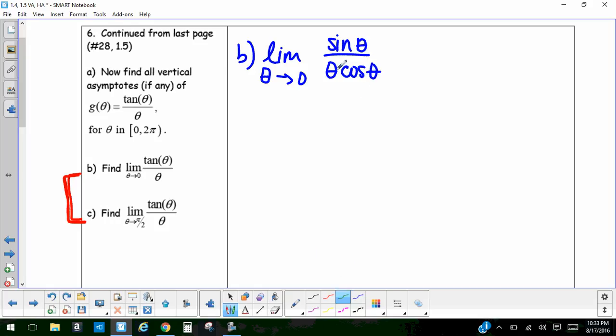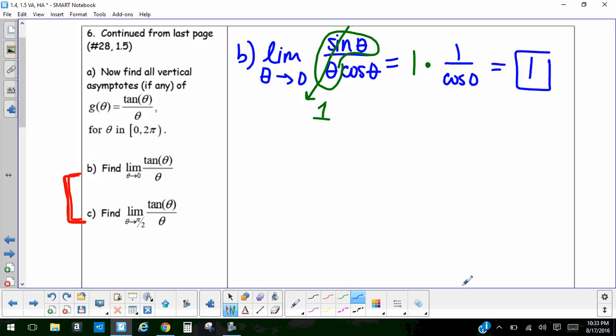Hopefully, the sine theta over theta is looking really familiar to you. That's one of our special trig limits, and that limit goes to 1. So this portion turns into 1, the 1 that we figured out from the special trig limit, and then times this other part that's left, so that would be 1 over cosine of 0, but cosine of 0 is 1, so my overall final answer would be 1.